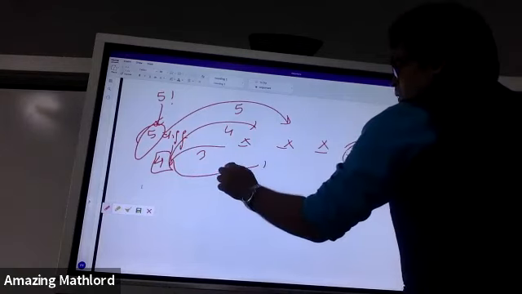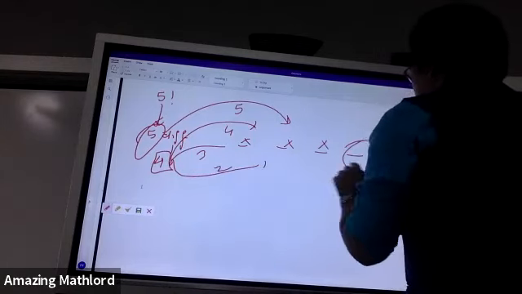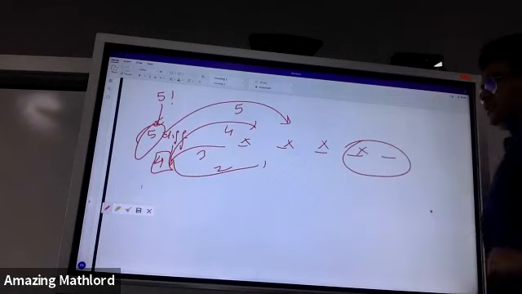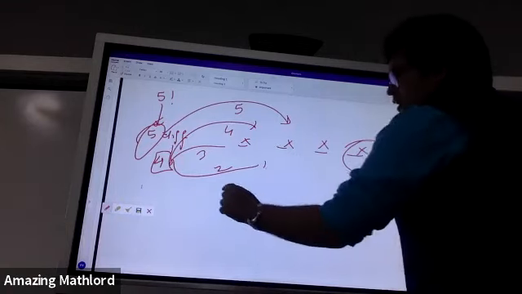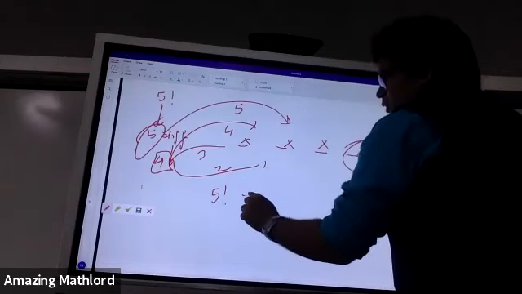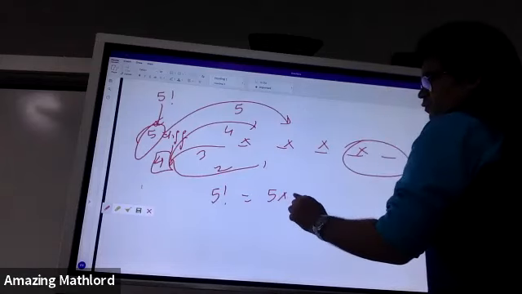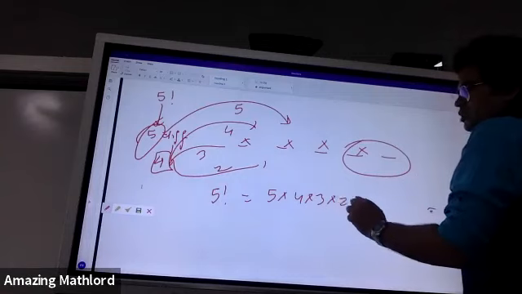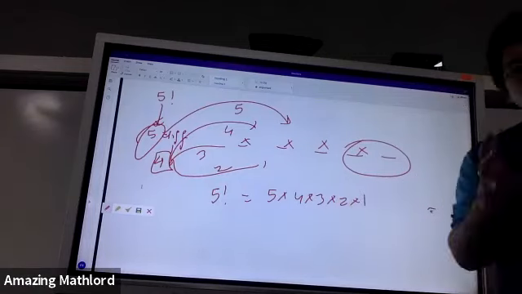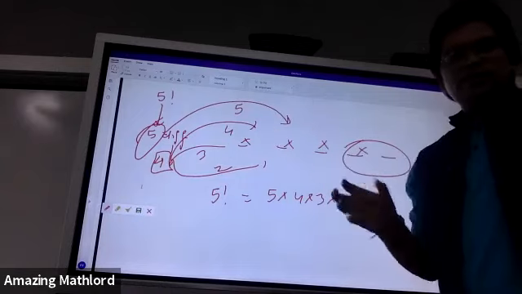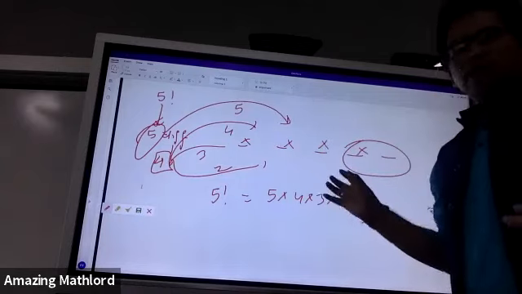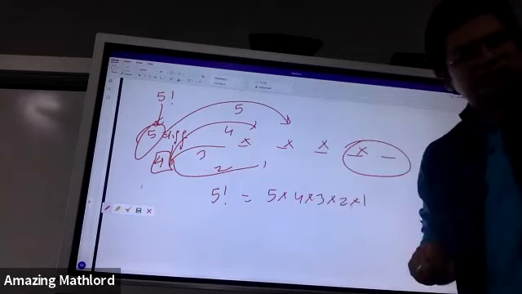So this one which is coming, you'll have 2 ways, and the last one obviously has to fit in the remaining place. So this is basically 5 factorial, or you can say 5 times 4 times 3 times 2 times 1 different ways. You can arrange these objects or letters in random ways, assuming that these are different objects.